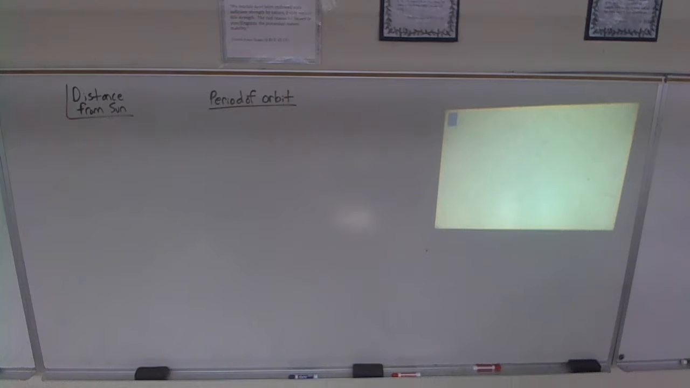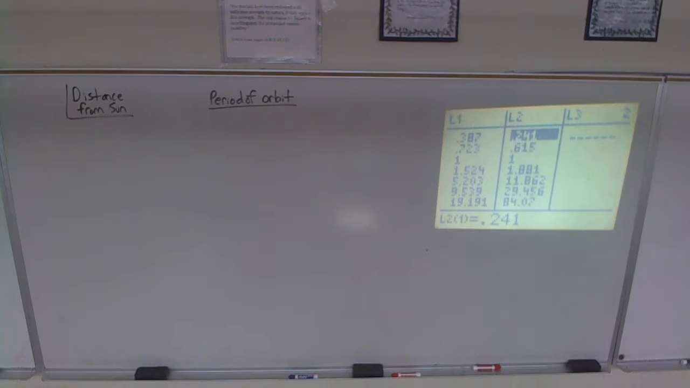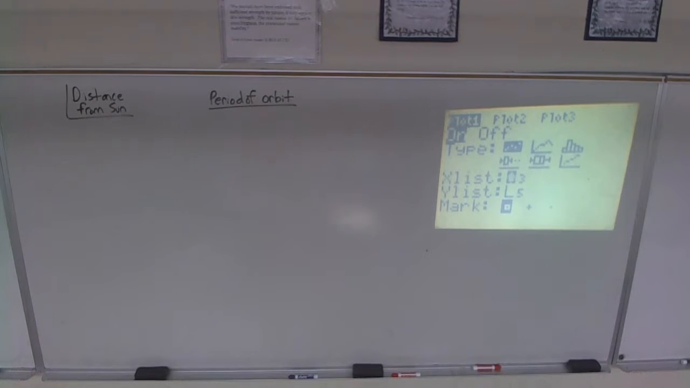So anyway, we first want to get the data for the distances and the periods in our calculator. I've already done that, so here is that data. We're going to change our scatter plot back to 1 and 2 and zoom it. There we go.